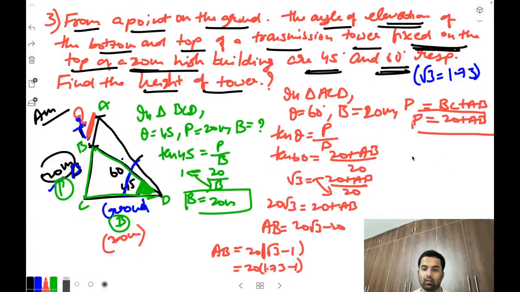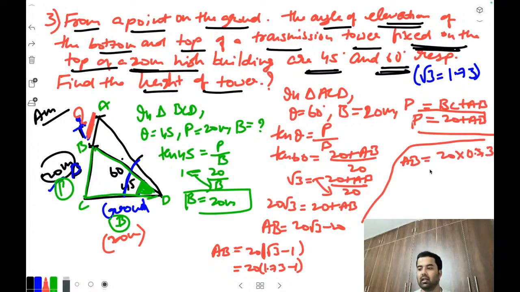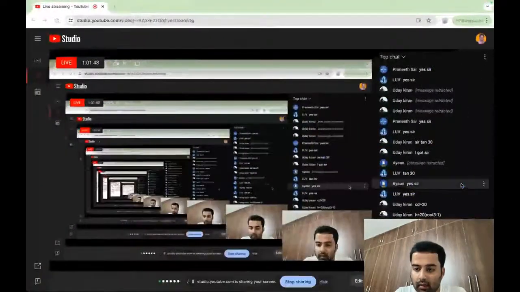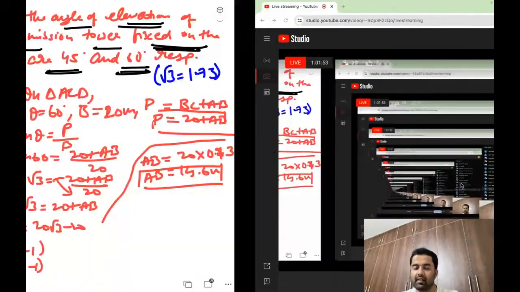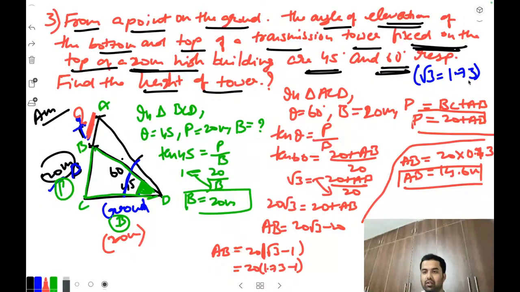Okay. And when you keep 1.73 as root 3 value, minus it. Here I'm writing down now. After that, AB equal to 20 into 0.73. After multiplication, I feel you'll get 14.6 meter. Check this out. 14.6 is the AB value. Yeah, for those who got 14.6, that is the correct one. Root 3, we have to use this 1.73.